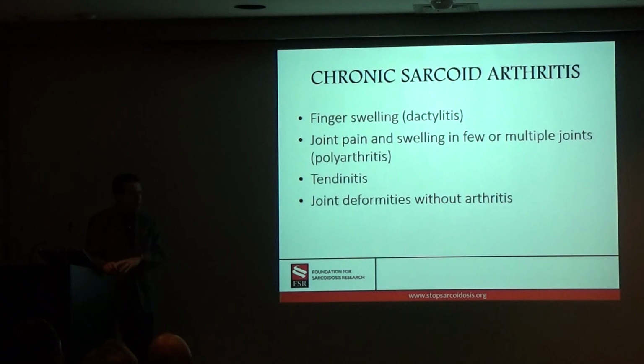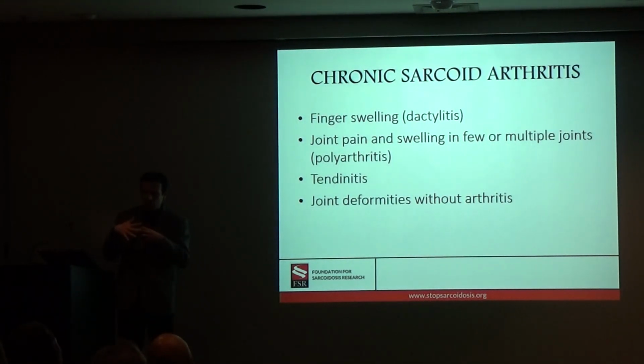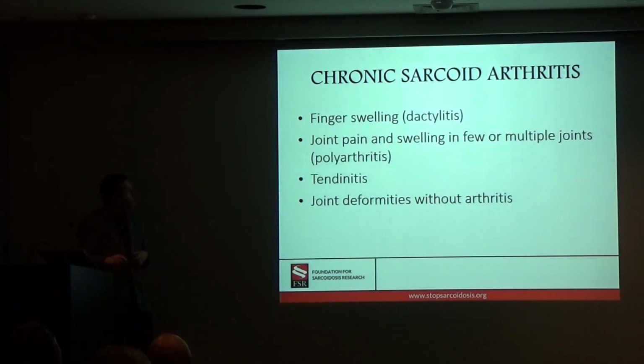This is the form that we see in our clinics more often, because the persons that have chronic sarcoid arthritis are the ones that actually stay in our clinics. Chronic sarcoidosis arthritis can take a number of different forms. Remember, these little granulomas tend to invade and replace a lot of the normal joint tissue, the tendons, the bone around the joints, and it can give you swelling in your fingers. It can give you joint pain and swelling in few or multiple joints.